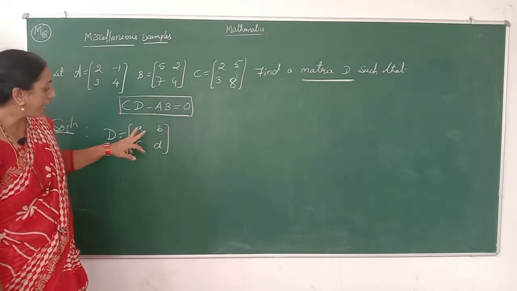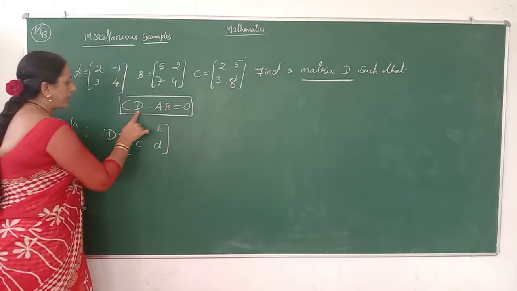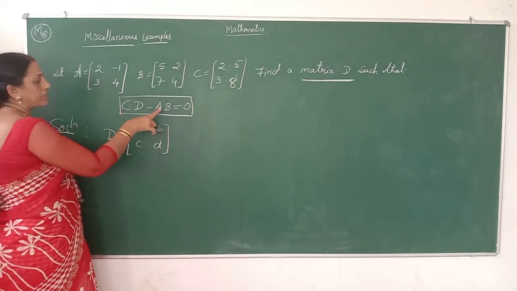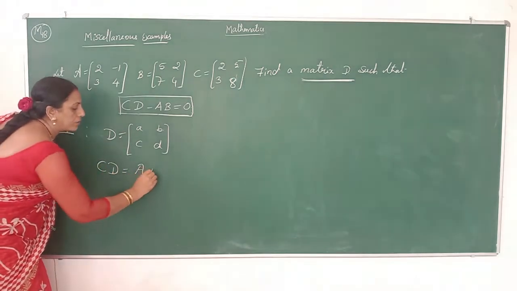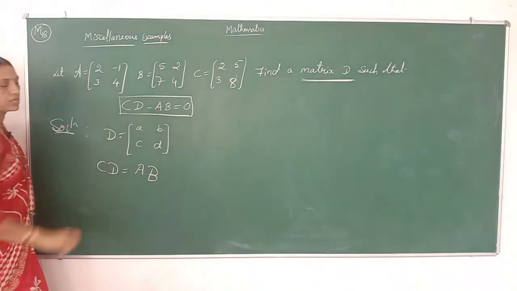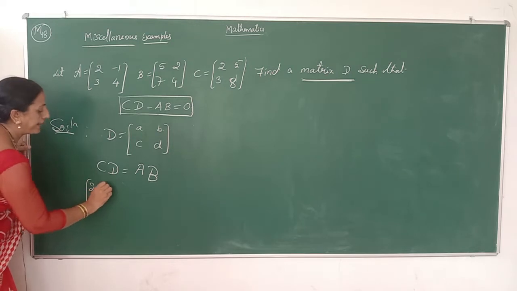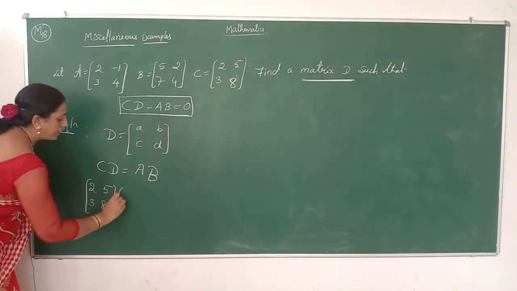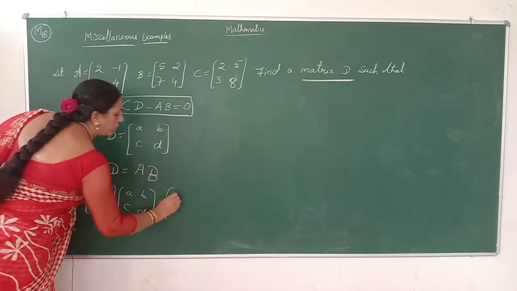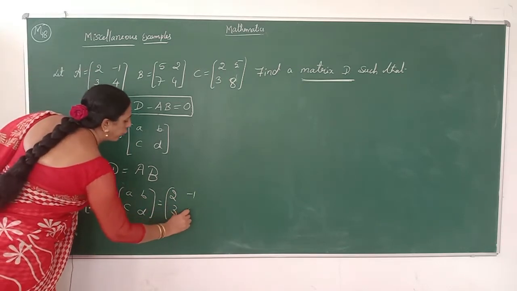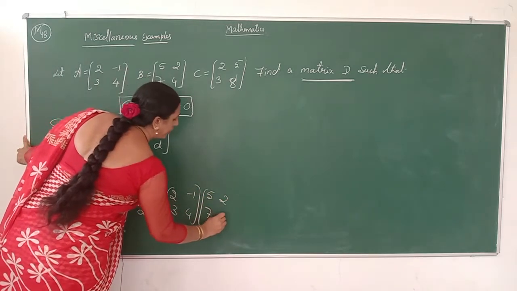Now to find the values of A, B, C, D by using that equation, these are the elements of the matrix D. Now we will consider the equation CD minus AB is equal to 0, which can also be written as CD is equal to AB. CD is equal to AB. Substitute the elements of C and D. C is 2, 5, 3, 8, into D is A, B, C, D, equals A is 2 minus 1, 3, 4, into B is 5, 2, 7, 4.